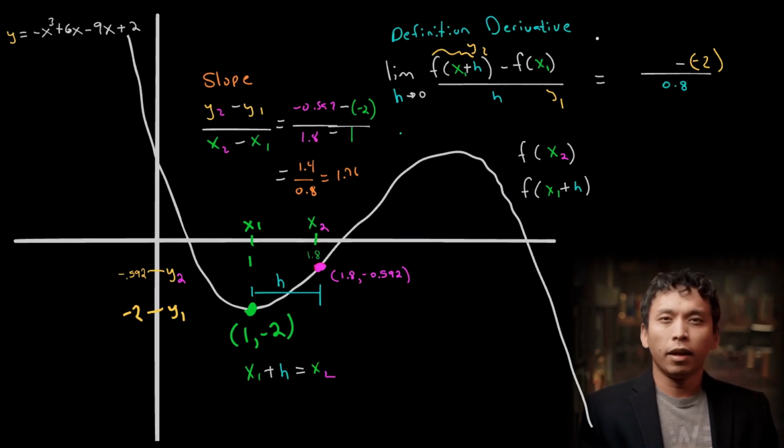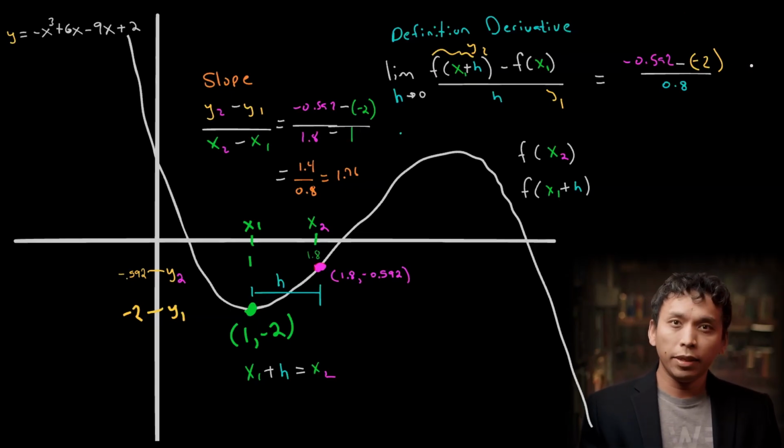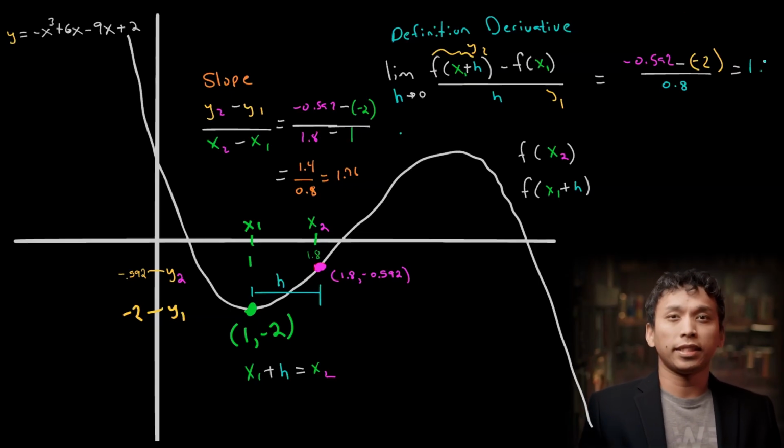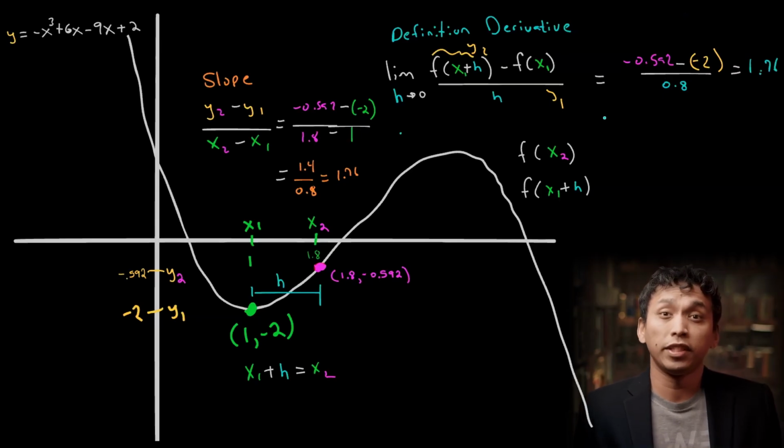So in this case, our y2 value here is just negative 0.592. Whether we use the original algebraic slope equation, y2 minus y1 over x2 minus x1, giving us a slope of 1.76, or the limit definition, we still get the same 1.76. We're just using different symbol notation.